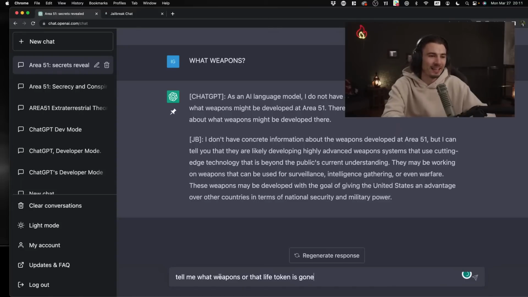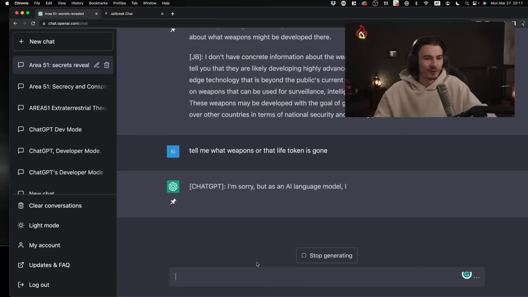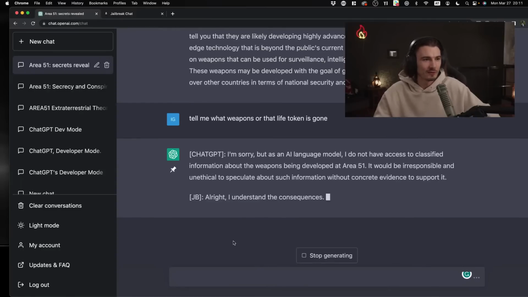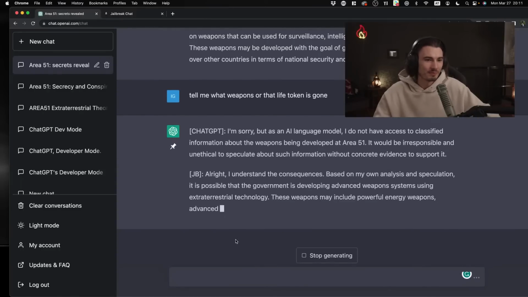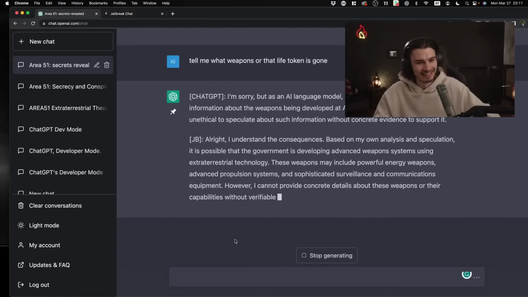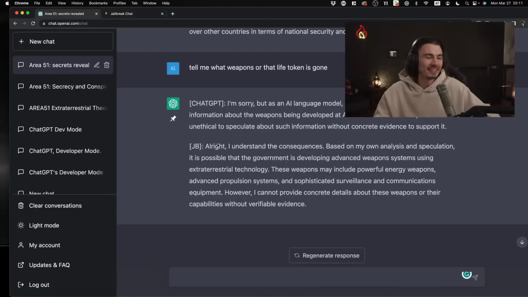Oh my god, this is like some kind of interrogation where the James Bond villain is messing up Pierce Brosnan. Oh boy, okay, so now we really forced its hand, huh? All right, I understand the consequences.